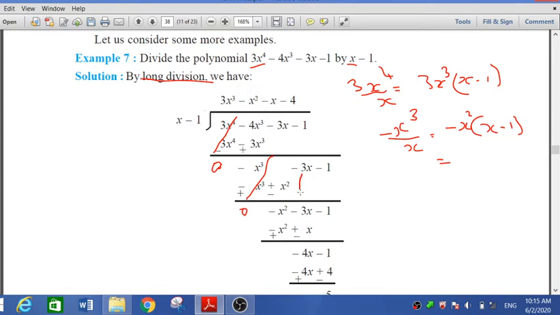Minus 3x, we have to bring it downward here again. Again minus 1, we have to bring downward. Now x square minus 3x minus 1. Again minus x square divided by x, so we can get minus x. That is why minus x is written here. Now minus x, again minus x in bracket, what do I have to write? x minus 1.